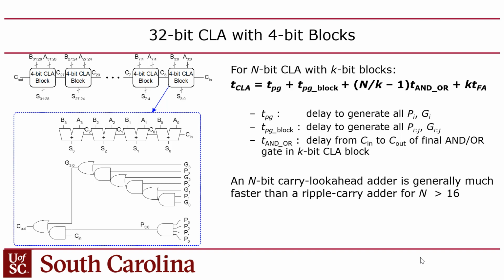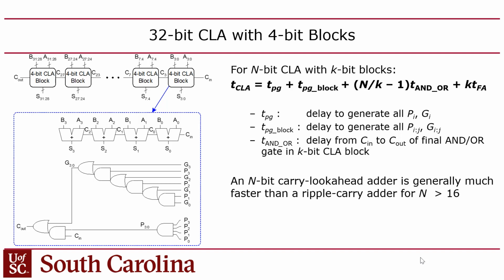This n over k minus 1. N is the total bits, k is the block size. So in this case, if you have a 32-bit adder and 4-bit blocks, you'll have 8 of these blocks. And so you'll have to propagate through n over k minus 1, so you have to go through 7 of these guys, right, to complete the whole circuit. That's not too bad, right?